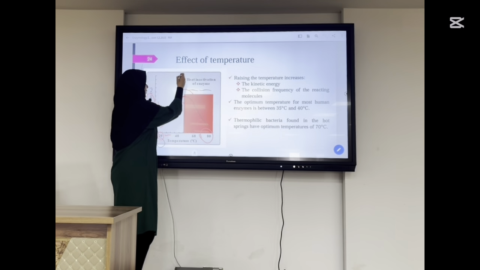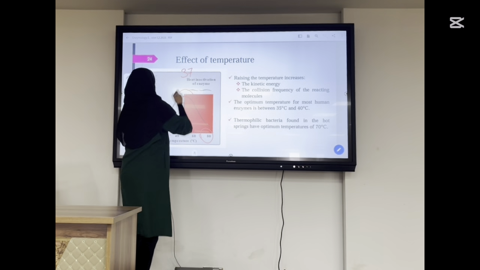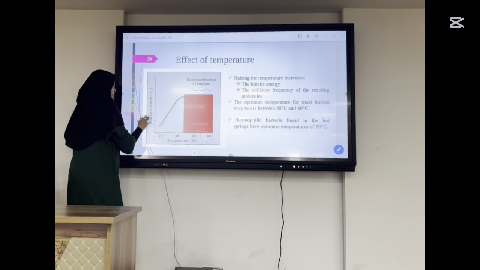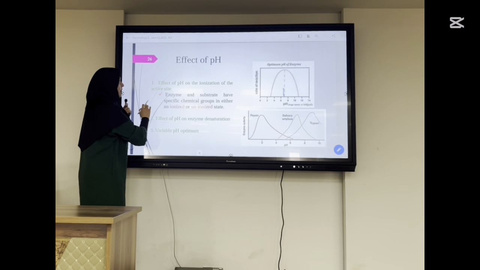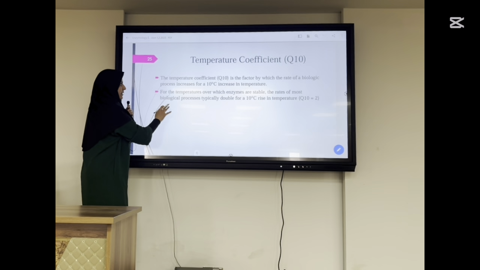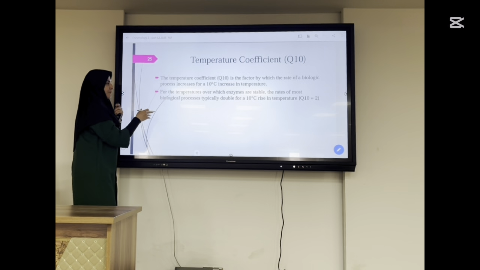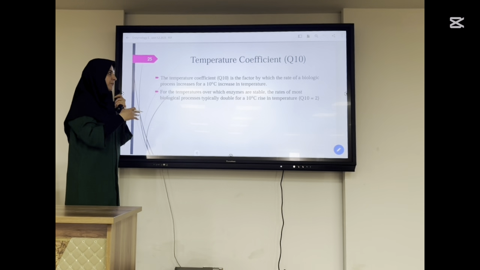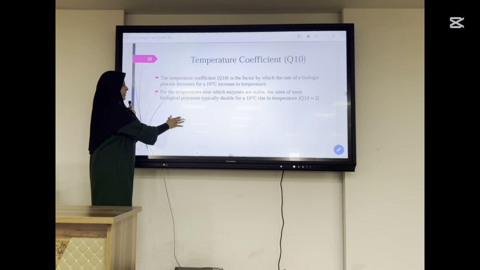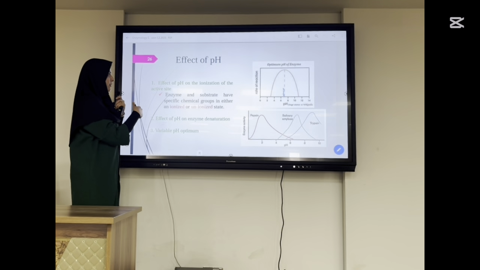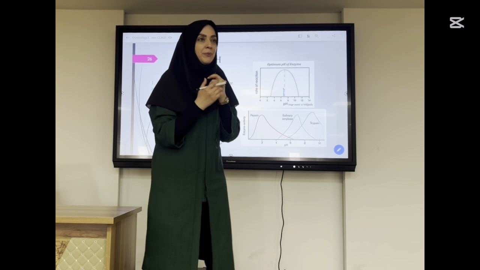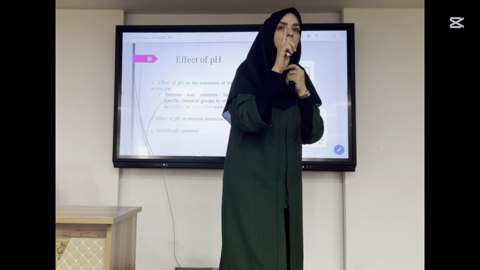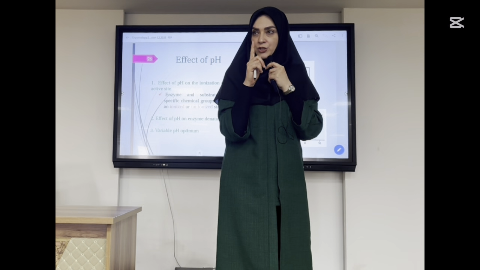So what is the specific temperature for humans? It is 37 degrees. This is just for more information, okay? About the Q10, this is for your level. It is the rate of reaction increase following each degree of temperature increase. It can affect the rate of reaction. But, for the temperature, we say that we have one optimum temperature.